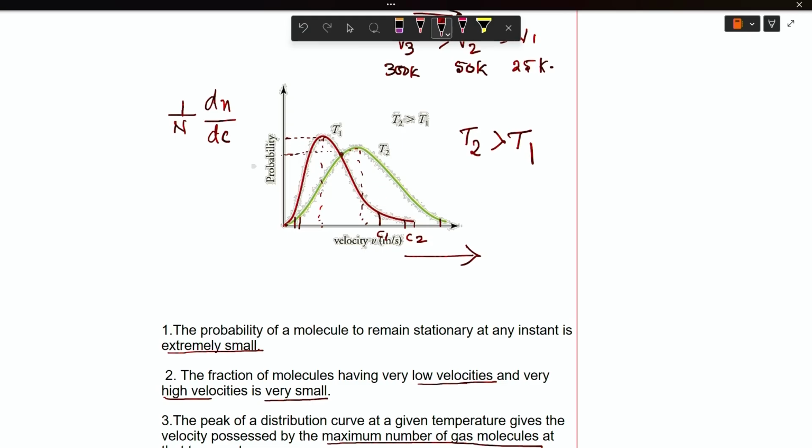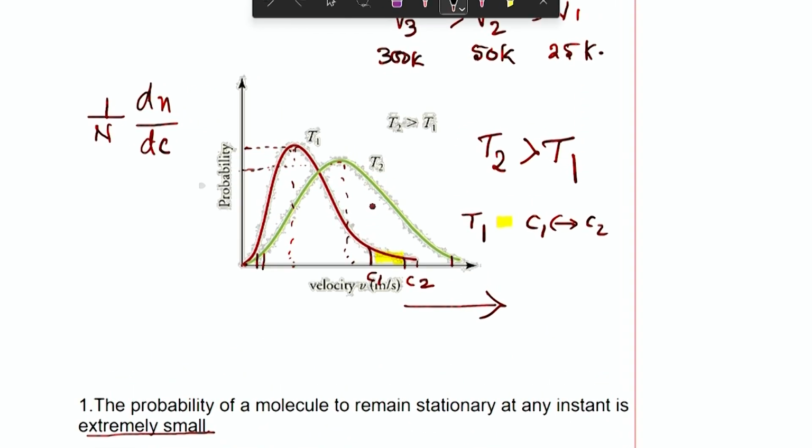So, for the first curve, this is for the temperature T1, the number of molecules in this area, let me color it in yellow. These are the number of molecules when the temperature is T1. So, this area represents the number of molecules which possess the velocity between C1 and C2. The color I have given is yellow, that is when the temperature is T1. Now, what I am going to do is extend this to the second curve which I have maintained at T2, that is a different temperature higher than T1.